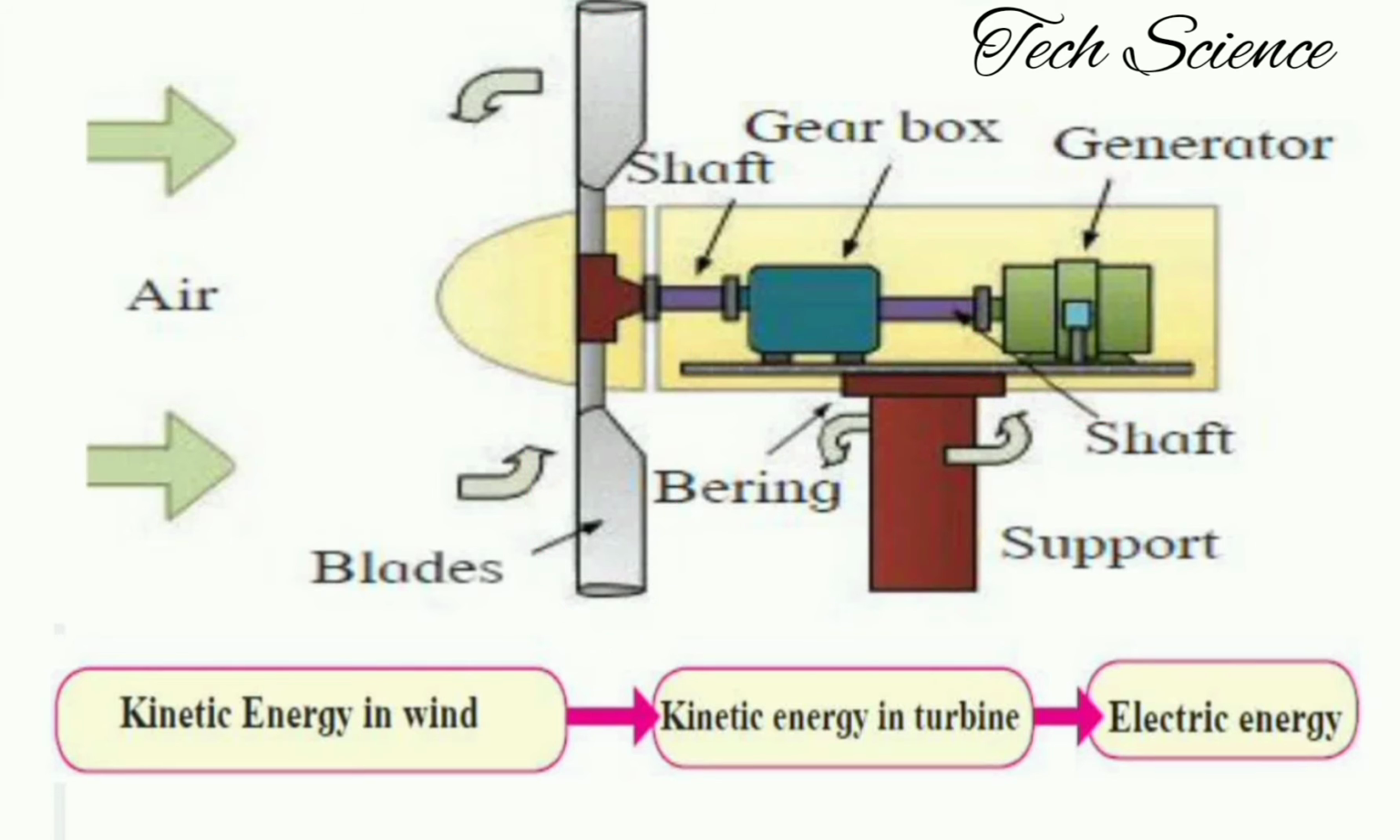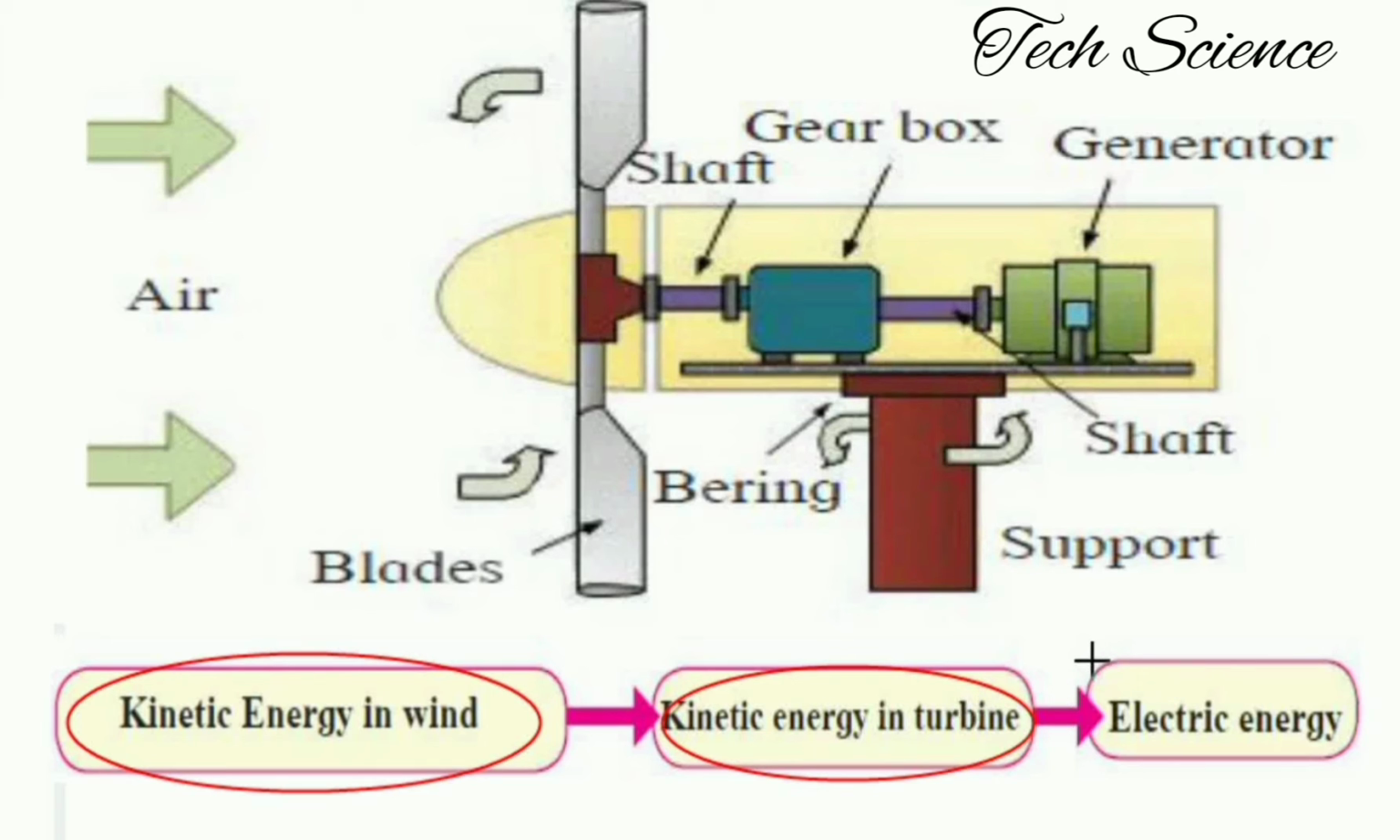Okay, now let us see how the execution path goes. First of all, we utilize the kinetic energy present in the wind, which strikes the blades. Once the blades start rotating, in turn the turbine starts to rotate. It is called the wind turbine, and the energy present in the turbine is kinetic energy. This kinetic energy of the turbine is used to drive the generator.